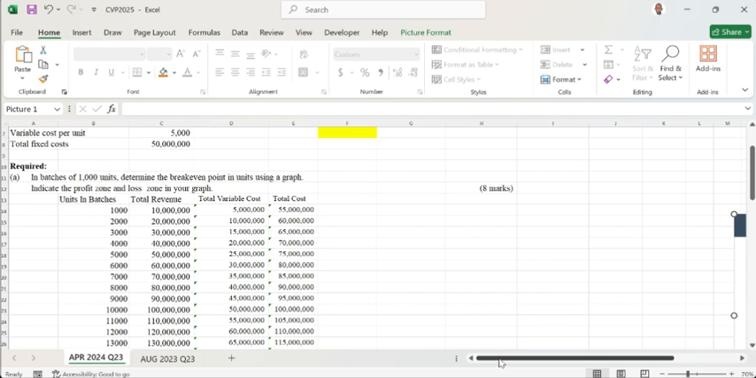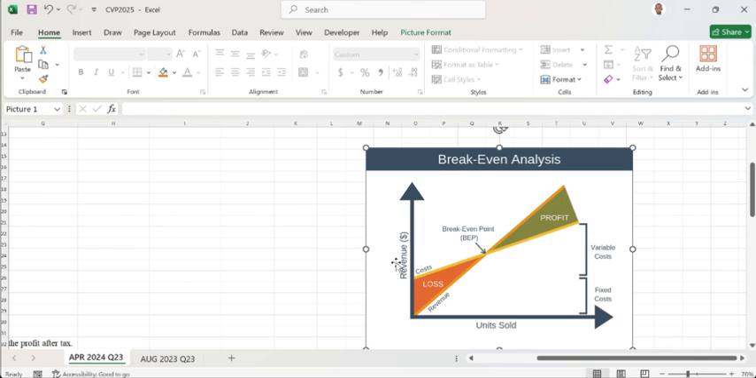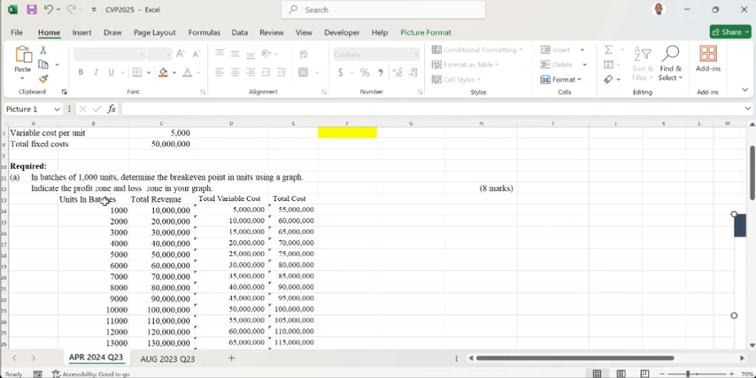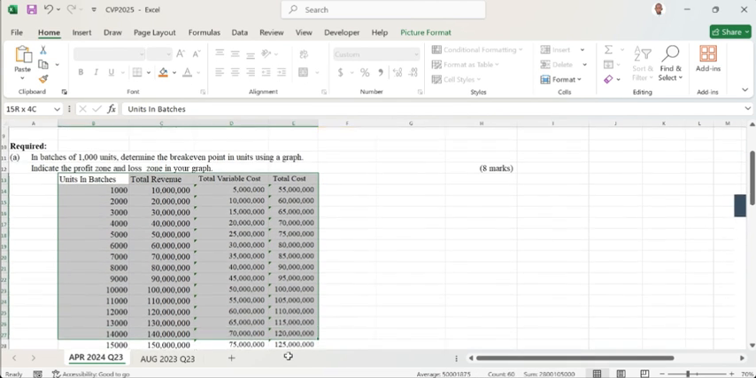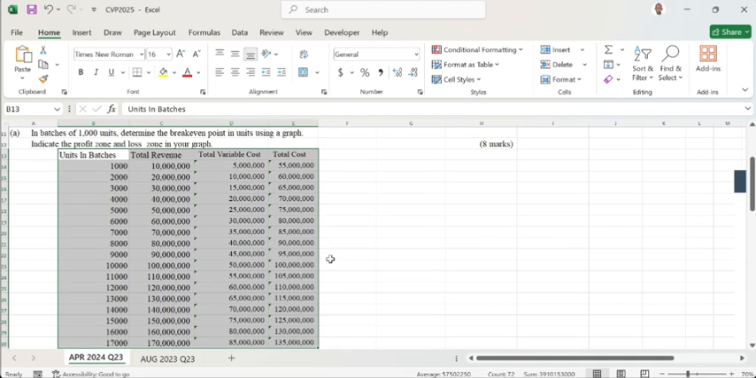We have said for us to have this graph, we need to have revenue, the total cost and the units. So how many things are we going to pick from this data that we have populated here? Which one is not relevant? Units in batches.